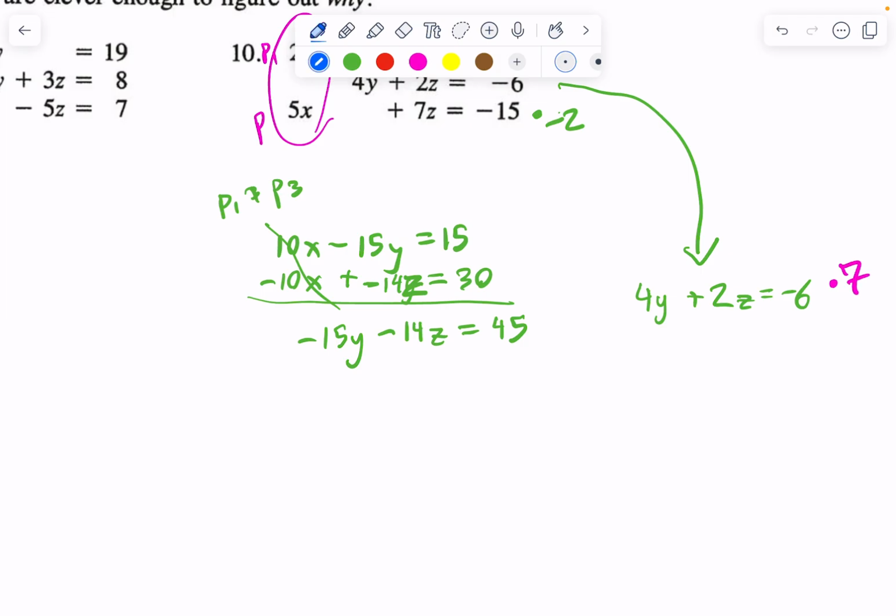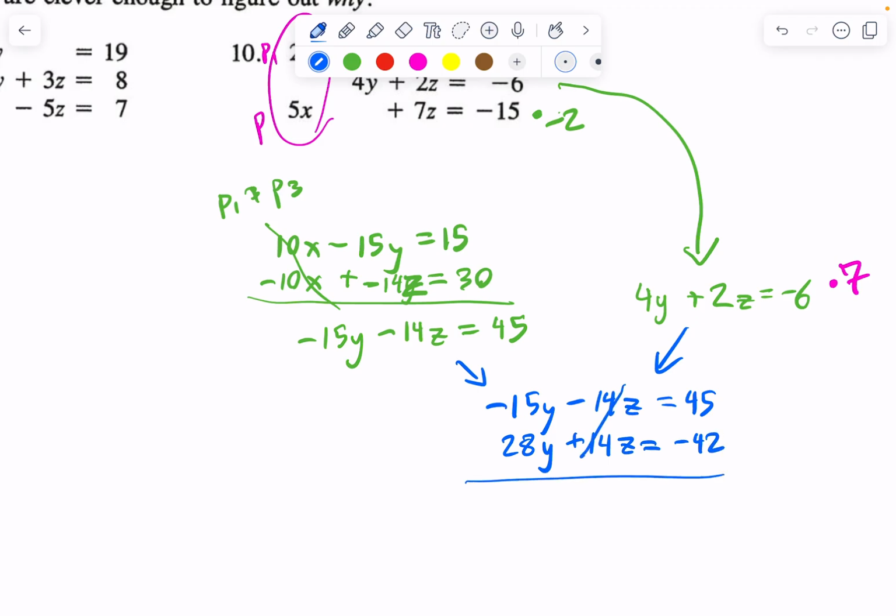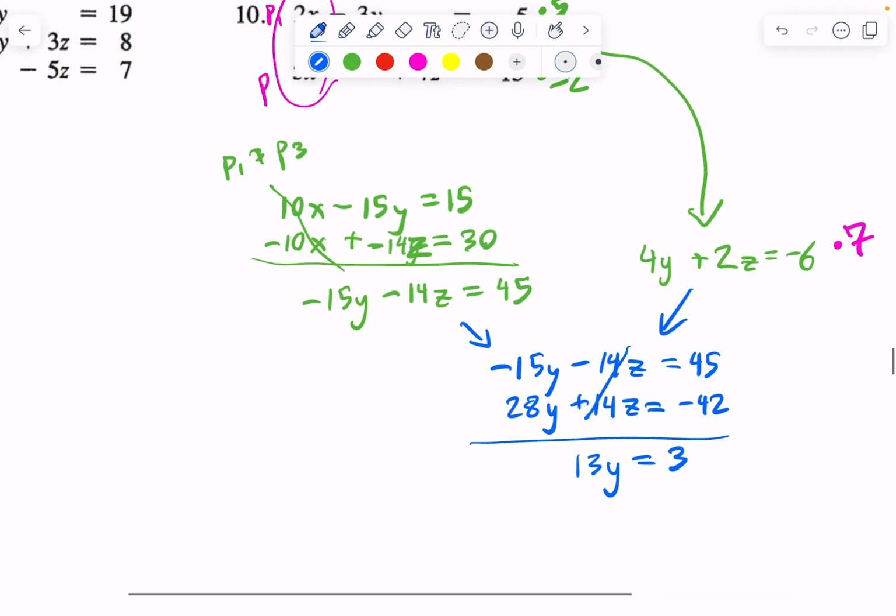So the first equation doesn't change, okay? That's minus 15y minus 14z equals 45. And this one does change. We get 28y plus 14z equals negative 42. So when these cancel, shoop, we get 13y equals 3. Okay, and then I feel like I made a mistake here.